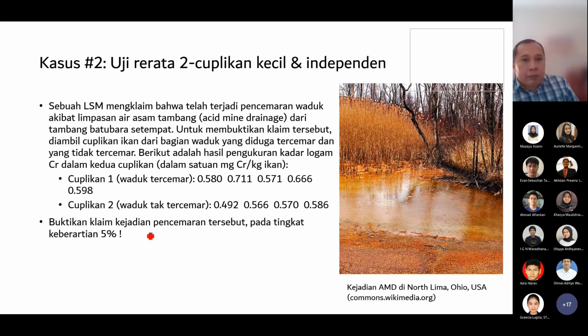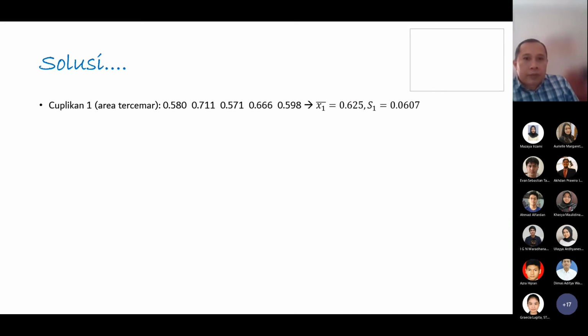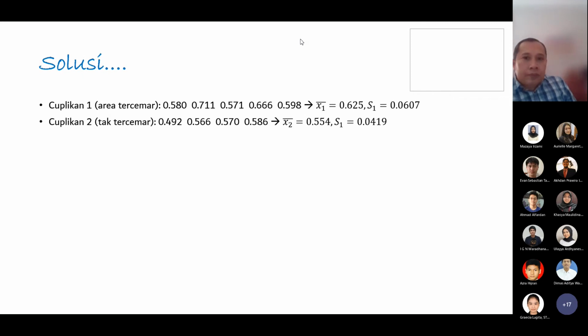Yeah. So we want to prove the claim that pollution did occur at a significance level of 5%, right? So if we perform some quick calculations from the obtained data, this is from the first site number 1, which is assumed to be a polluted site, and this one is from the non-polluted site. Okay, the mean chromium content of the first site is 0.6, and from the second site is 0.5. The sample standard deviation.